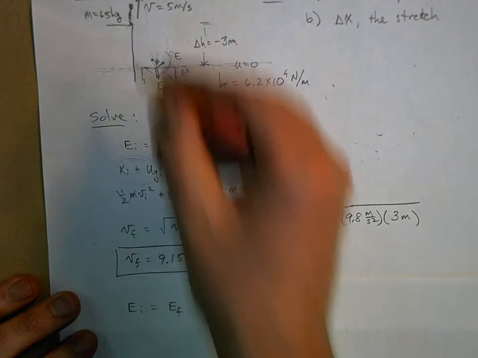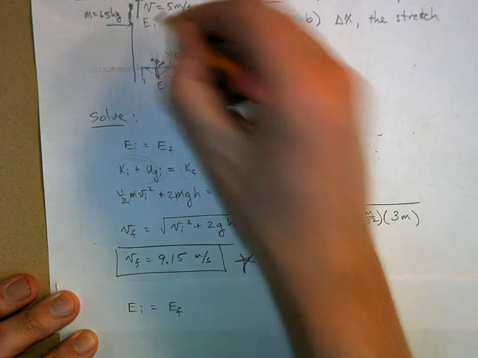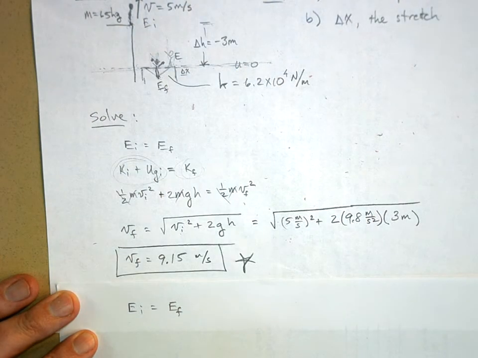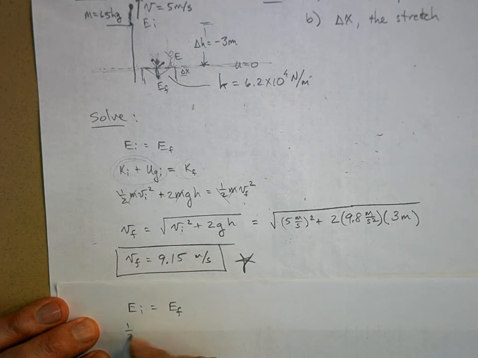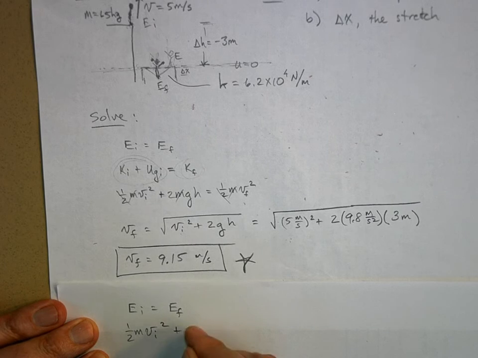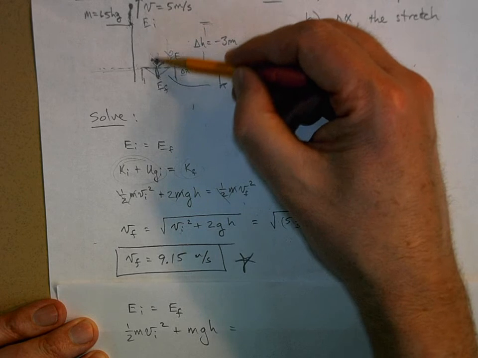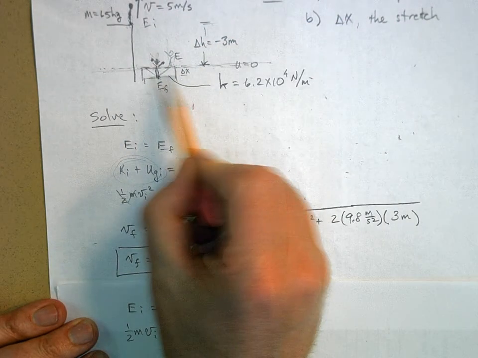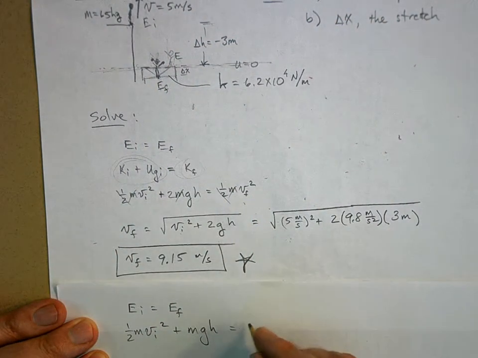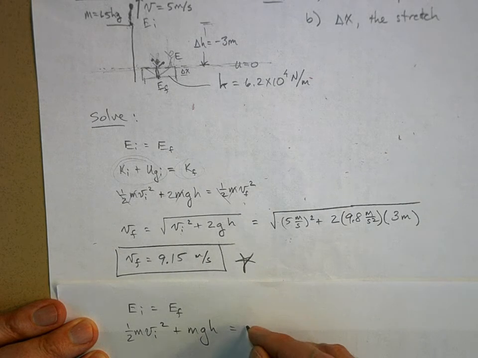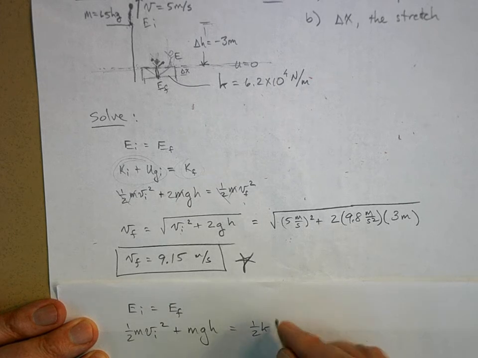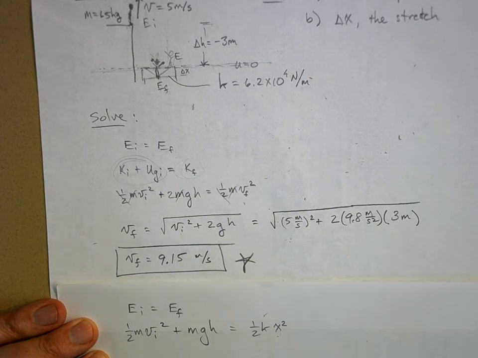Actually, I'll just use the energy up here. The initial energy equals, now the final energy will be down here. So this was 1/2 m v initial squared plus mgh. Now, what is E final going to be? Well, E final is going to be down here a ways. So we've now compressed the spring, so that's going to be elastic potential energy, right? 1/2 k x squared. And they gave us k, so we know k, and we were trying to find x.